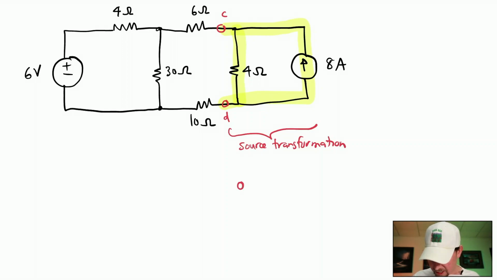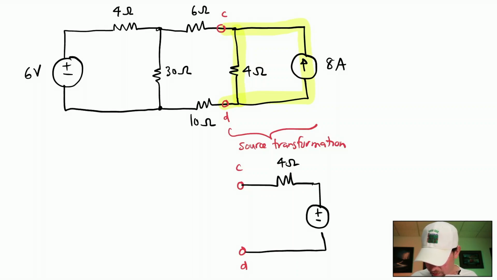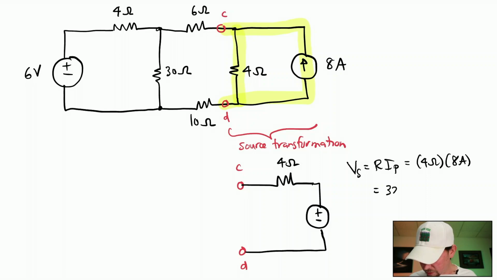So if I isolate the terminals C and D like this, that resistor that was in parallel is going to be the same resistor that's in series. My voltage source is going to have this particular polarity, and the value of this voltage source, well, it has to be the resistor times the current source. That was a 4 ohm resistor. This is an 8 amp current source. 4 times 8 is 32 volts, so this is now a 32 volt source. And the rest of the circuit actually comes along for the ride.